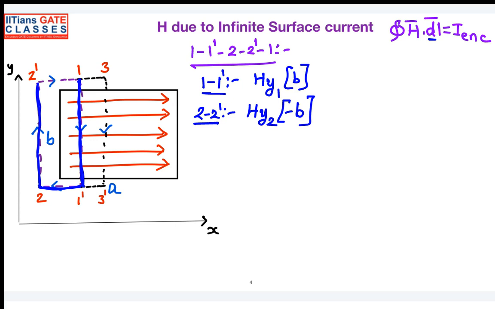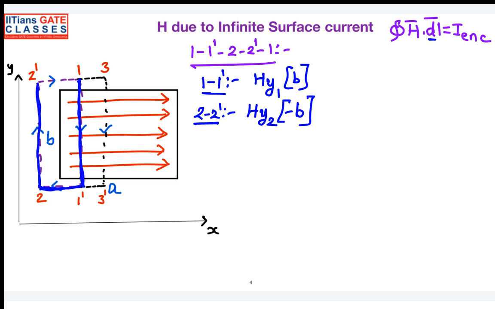Can you please repeat why we will not consider 1 prime to 2? When you are moving from 1 prime to 2, in which direction are you moving? Are you moving perpendicular to the sheet or parallel to the sheet? Parallel to the sheet.